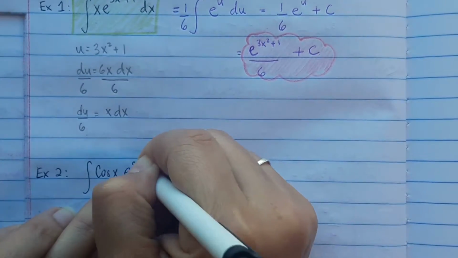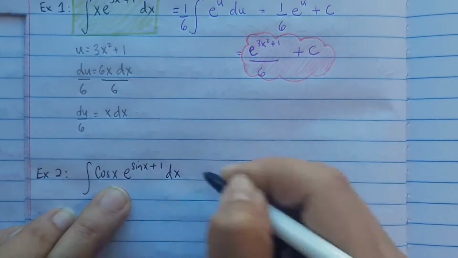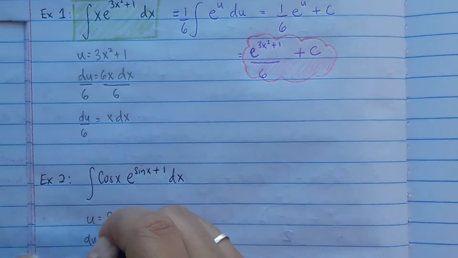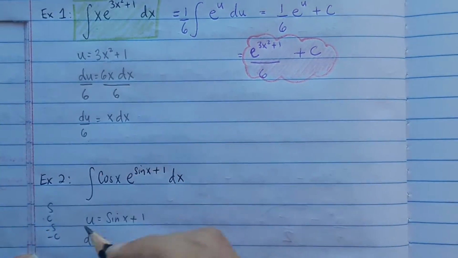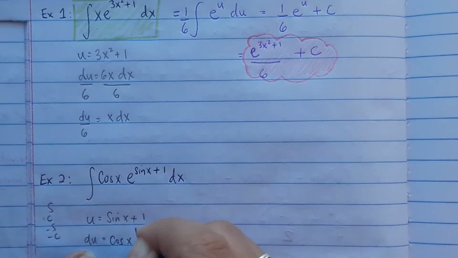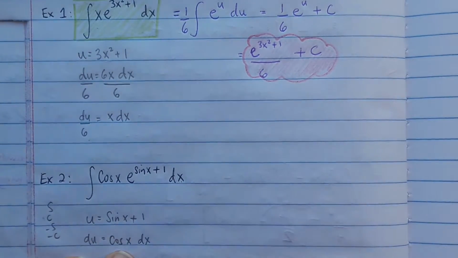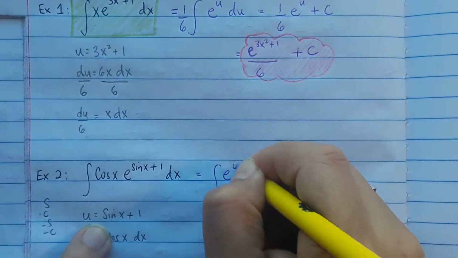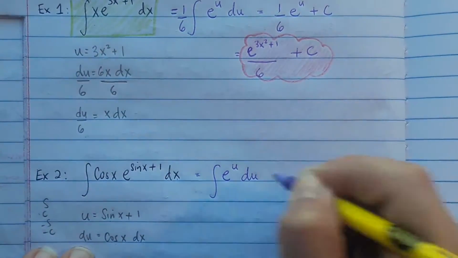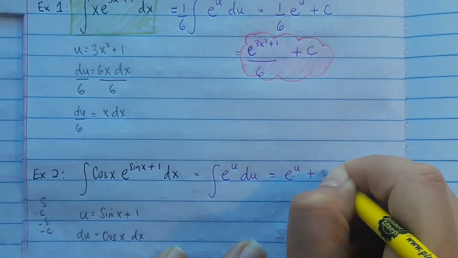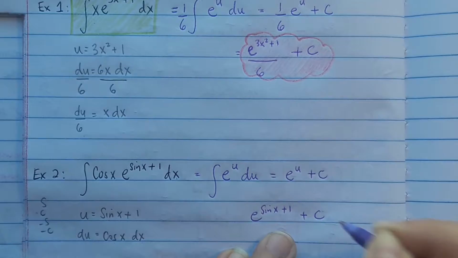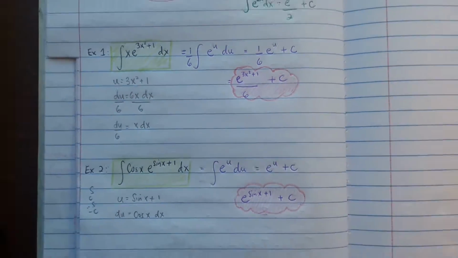Let's say we had cosine x e to the sine x plus 1 dx. So same thing, let u equal sine x plus 1, the exponent. Take the derivative, which is going to give me the derivative of sine is cosine dx, which is replacing the whole thing, so I don't need to change anything. So that's going to be the integral of e to the u, and then du is cosine x dx, so that's just du. So the integral of e to the u is e to the u. Put u back in and plus c. Alright, so that's pretty much it, pretty straightforward.